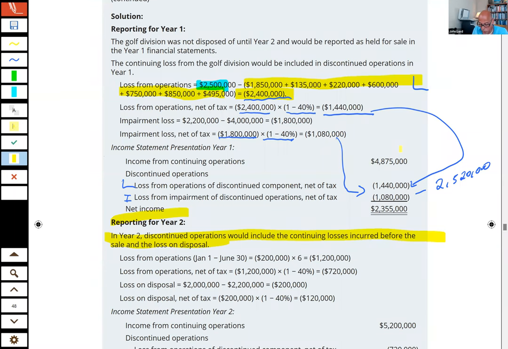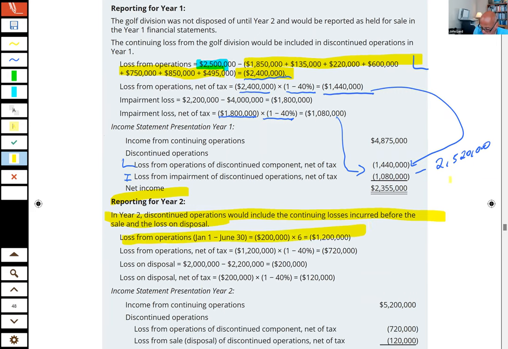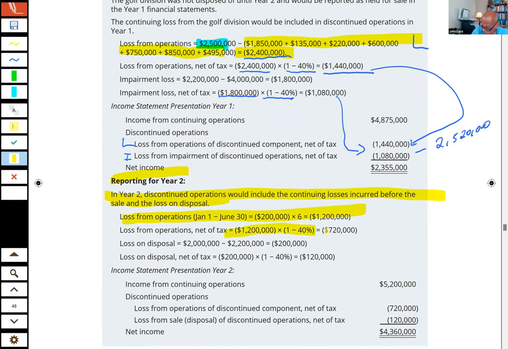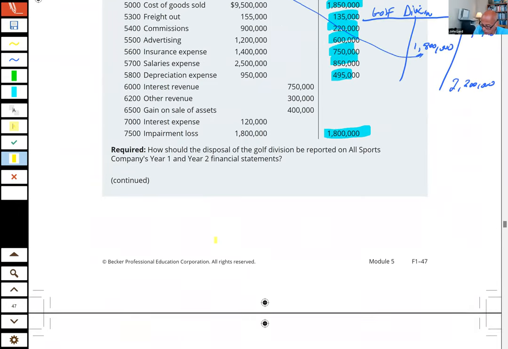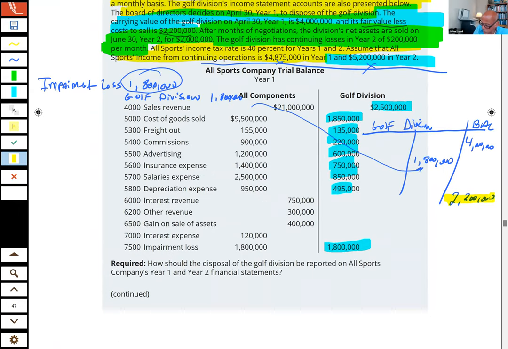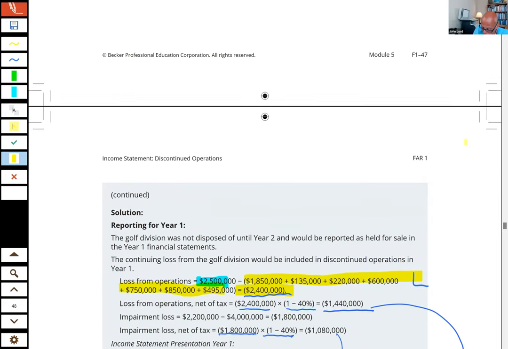Thank you. So now for year two, notice they had told us that they continued to lose 200,000 a month in year two. And so they're going to have a loss from operation of the discontinued segment of 1.2 million. We report that net of tax, right? Okay. And then they finally got rid of this division. They got rid of it for 2 million. Now remember, it was being carried at 2.2. They finally sold it for 2 million.